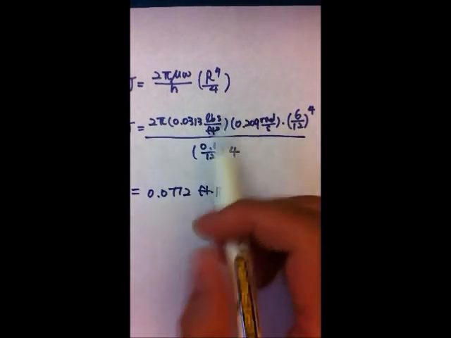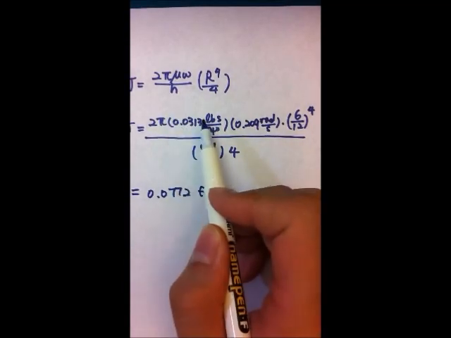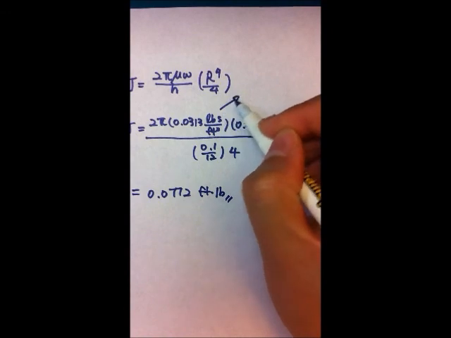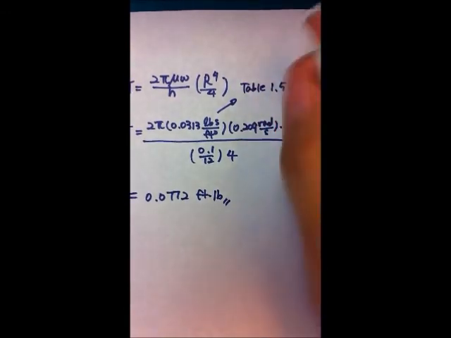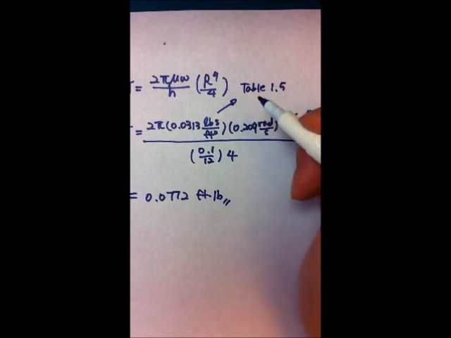And this number is the viscosity of glycerin. You can find this number on Table 1.5 in the front of the textbook.